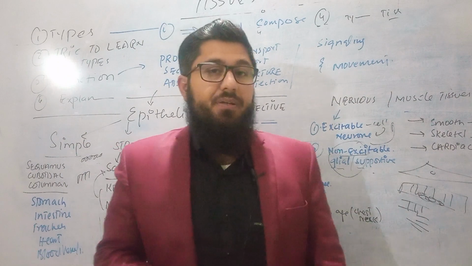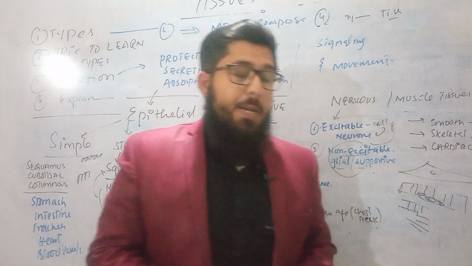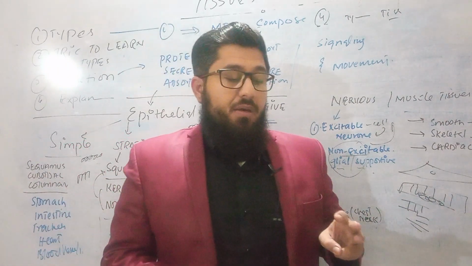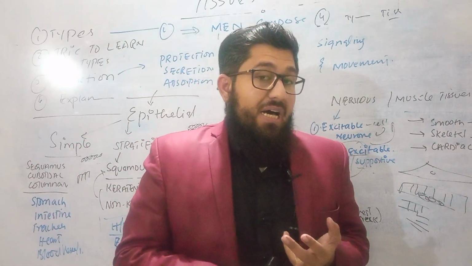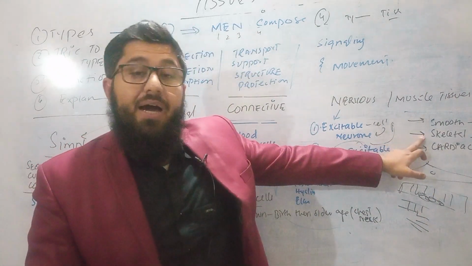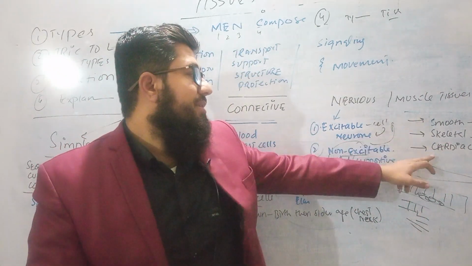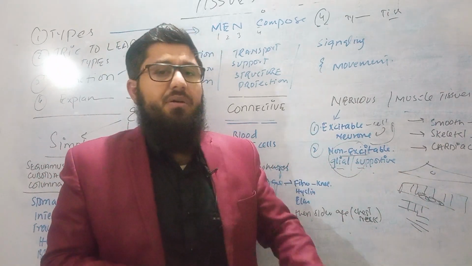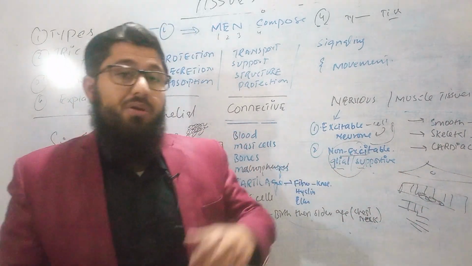The last type of tissue is muscle tissue. We have three types of muscles in our body. Muscles attached to the skeletal system throughout the body are called skeletal muscles. In the GIT we have smooth muscles, and in the heart we have a different type known as cardiac muscles, named so because of the heart.